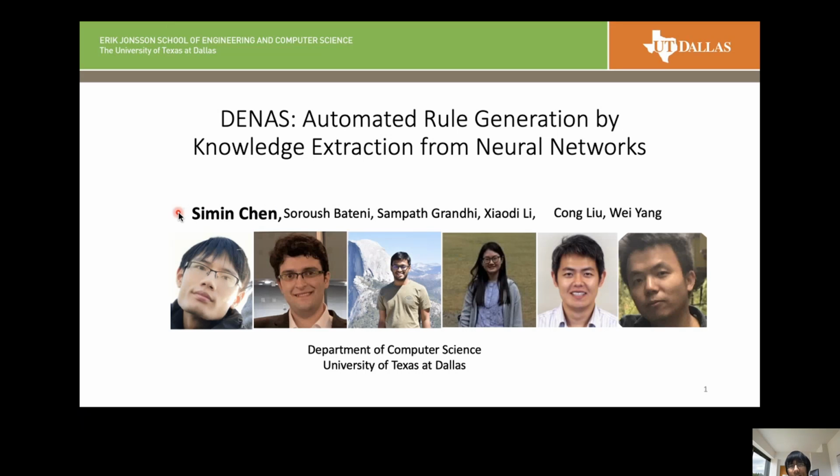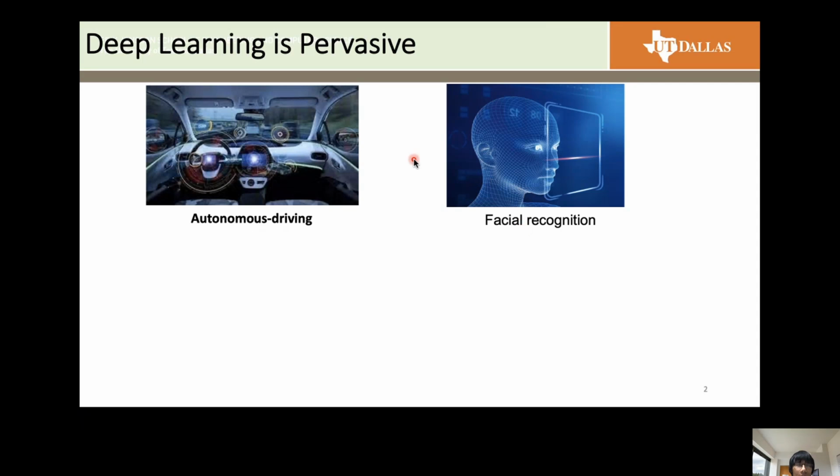Today I would introduce DENAS. DENAS is a tool that can generate human understandable rules from neural networks. This work is cooperated with Soroush, Sampath, Xiaodi, and advised by Professor Liu and Professor Yang.